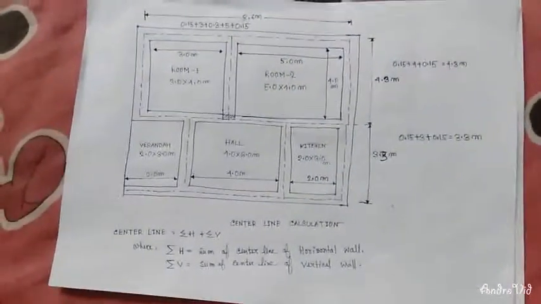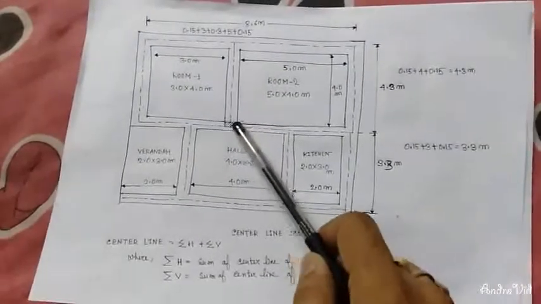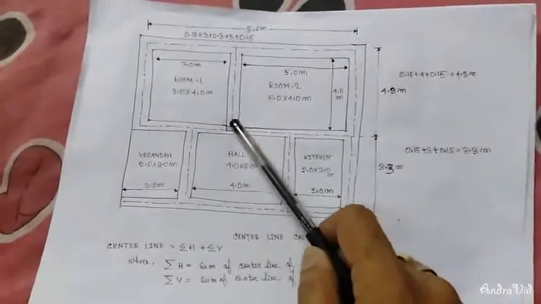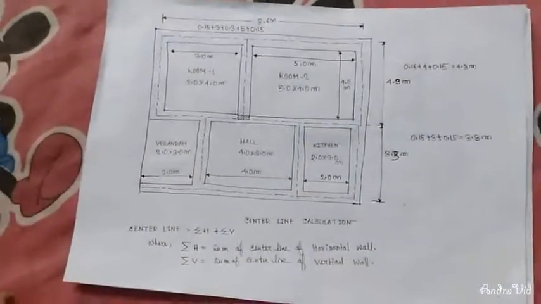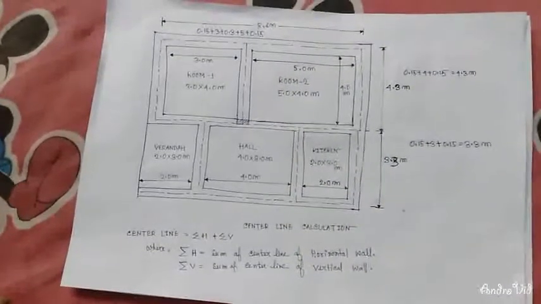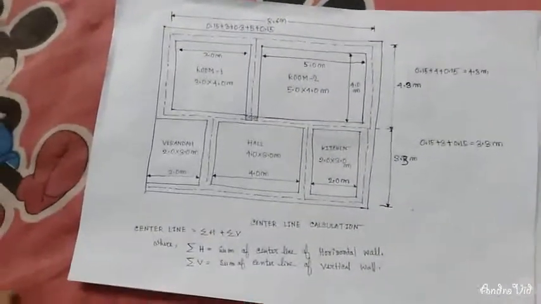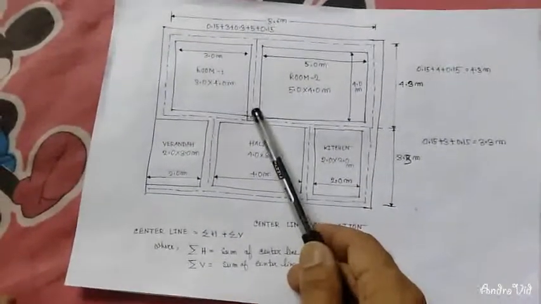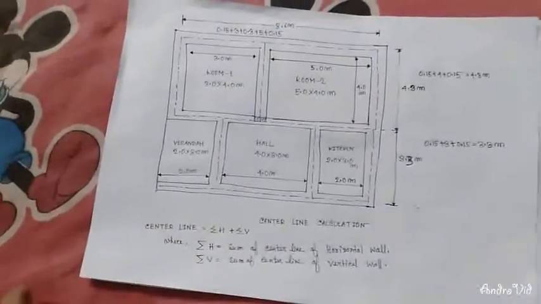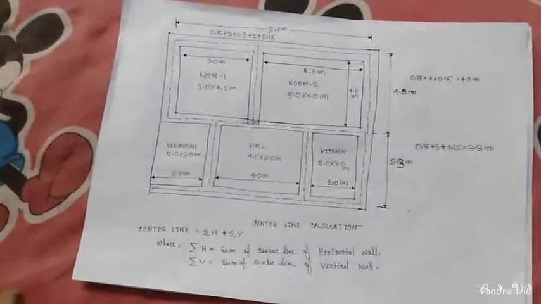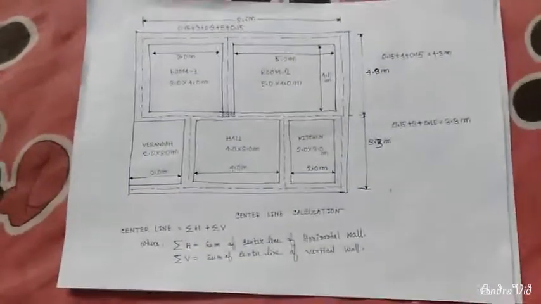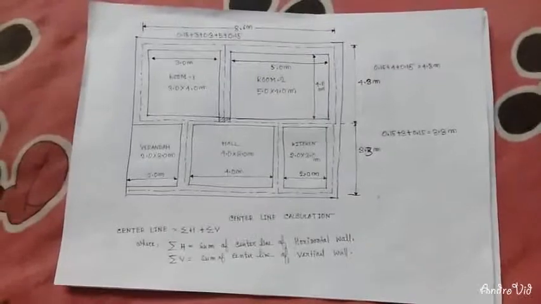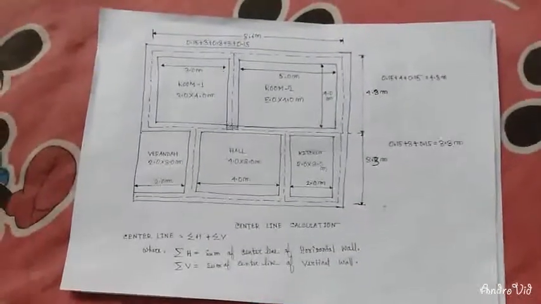51.9 meter. But here we have a portion like this. Okay, this is our portion of concern. So we have a portion like this in our plan. This is known as a T junction, and this portion we have calculated for the horizontal wall and the vertical wall also. So this is the repeated portion included in our total center line length. So we have to deduct the repeated portion from the total center line length.